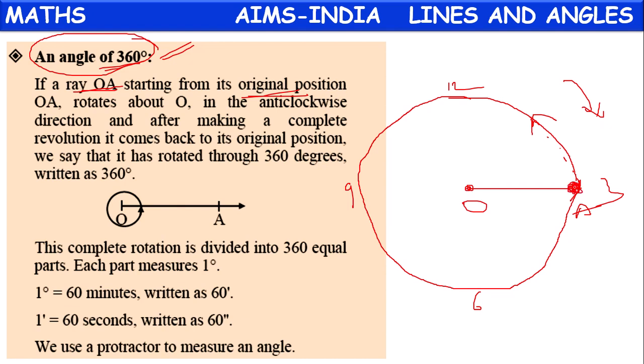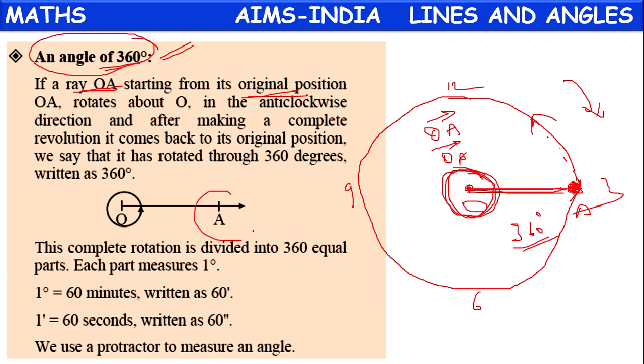Original position A. Then we can say that it has done a complete rotation, which means at O one complete angle is formed, OA ray with OA ray, because the beginning ray is OA and the final ray is also OA. The OA ray after complete rotation with the same OA ray will make an angle of 360 degrees. So here OA ray is rotated around an angle of 360 degrees.